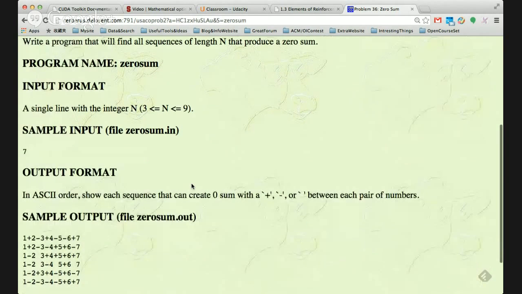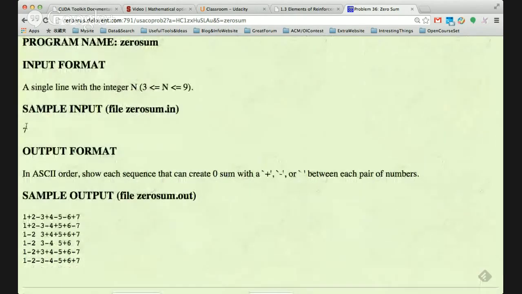Alright, so your input format is very easy. It's a single number n. So if you have a 7, you are dealing with 7 numbers: 1, 2, 3, 4, 5, 6, 7. And in this case, in ASCII order, show each sequence that can create zero sum with a plus, minus, or blank between each pair of numbers.